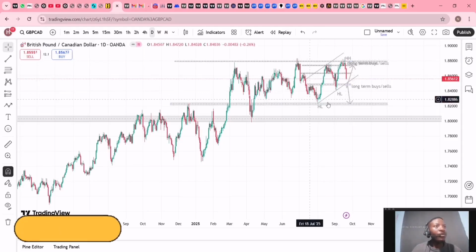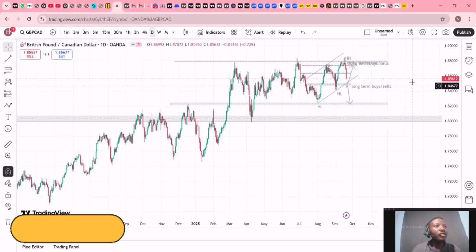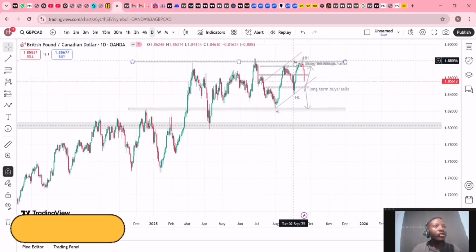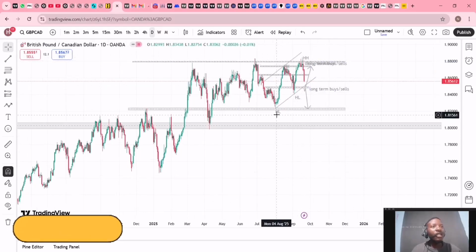But still, we have a clear market structure in the consolidation, indicating to us that this market can push and continue the bullish trend. Why do I say we have a clear market structure?